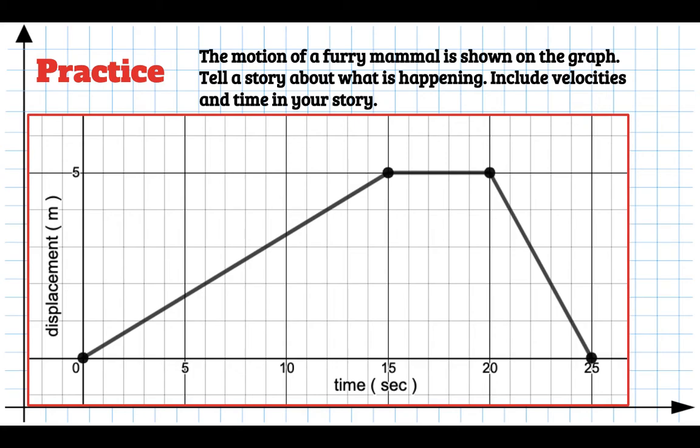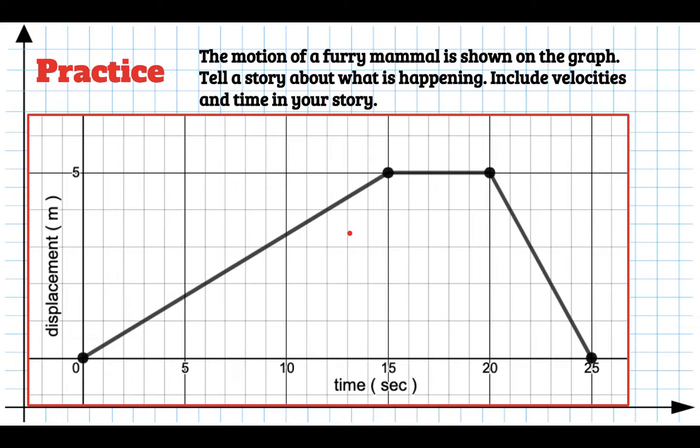So just for fun, take a look at this graph and see if you can think up a story that maybe involves a furry mammal or a marsupial or whatever your favorite animal is. Tell a story about what's happening to the animal that is represented by this graph and try to include velocities and times in your story. So just see if you can make up a story about what's going on with a mouse or a platypus or whatever the heck it is you like. And whose motion is described by this graph. So pause the video, take a second to maybe type it up or write it up, and then move on.